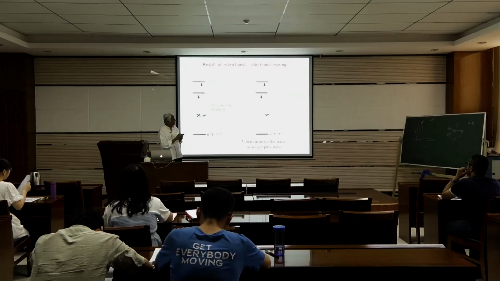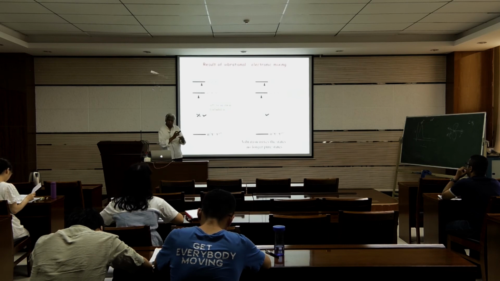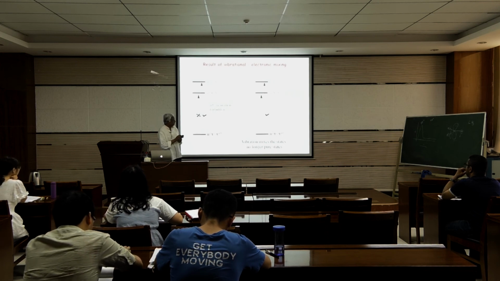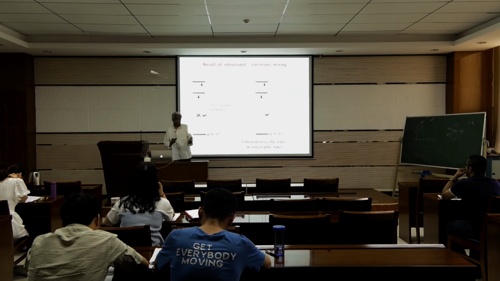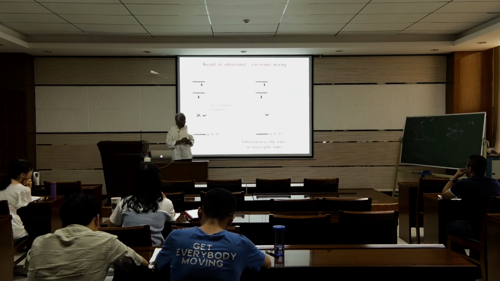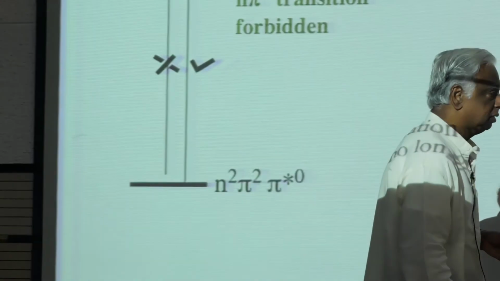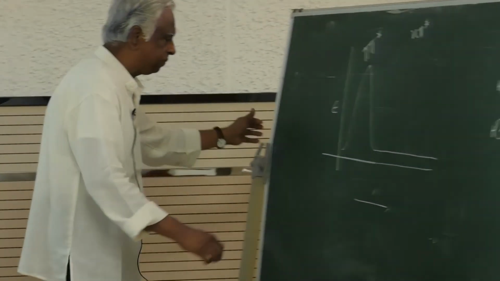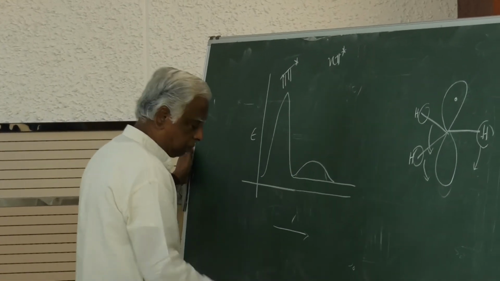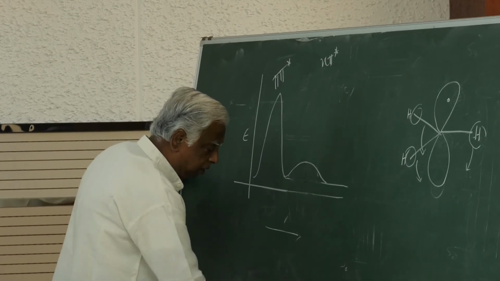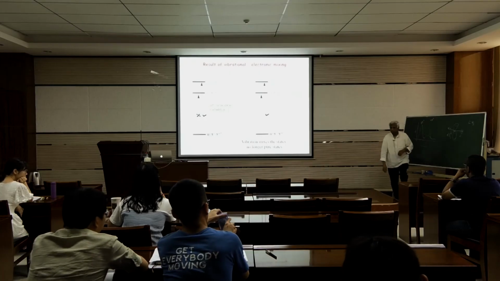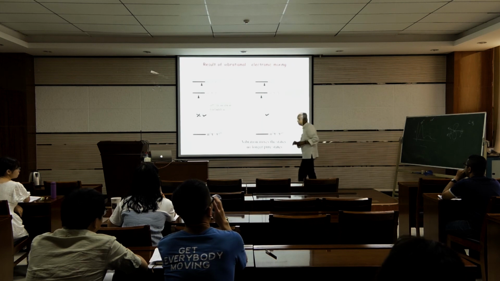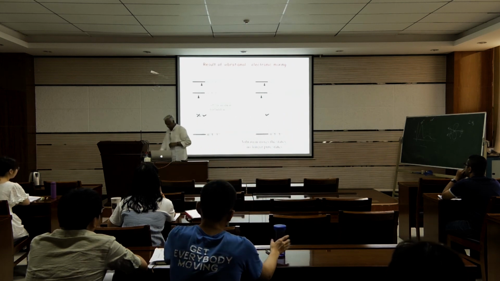Now in this, the n and pi star orbitals were at zero mixing, that means they were 90 degrees with respect to each other. But if they start mixing, this transition will become allowed. So allowed, but not 100%. So instead of this peak being completely flat, you will see it getting a little bit bigger. You will see something like this. How much it is depends upon how much mixing there is between the two orbitals, and what kind of vibrations are mixing.